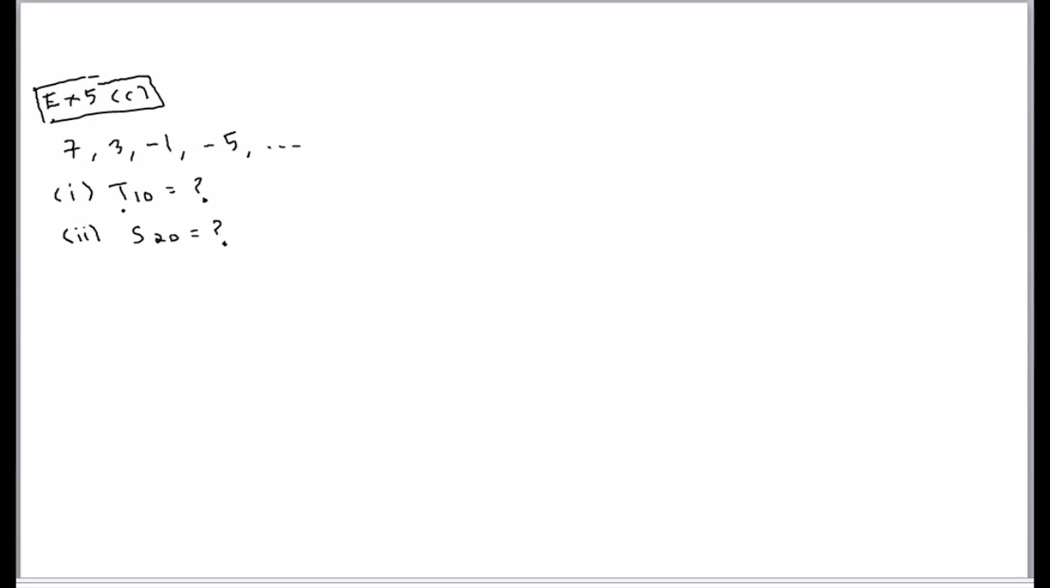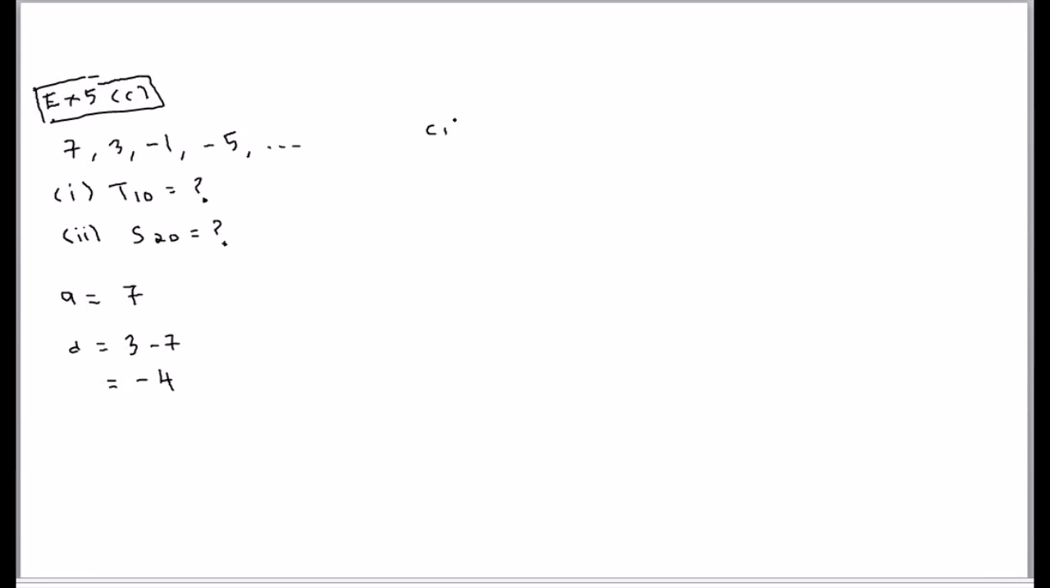Okay, as usual, for arithmetic sequence, we must know the value of A and D. A is the first term, so A equals 7. D: 3 minus 7, negative 4. Or you can do negative 1 minus 3, which also equals negative 4. Or negative 5 minus negative 1, which also equals negative 4. Okay, choose one. Let's say I choose D equal 3 minus 7, so D equals negative 4.